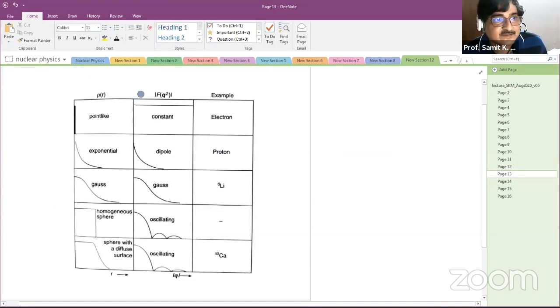Here the F(q) was plotted, and if you get a constant behavior, then I can say it is a point-like structure. If you see some type of exponential behavior, then it is a dipole type of structure. And then a Gaussian shape, different shapes you can extract from this, and from there you can calculate the size of the nucleus.